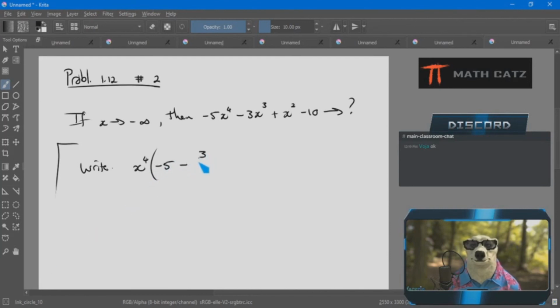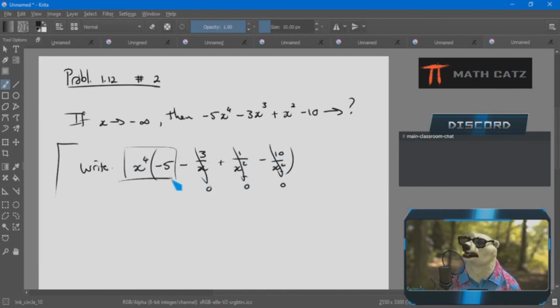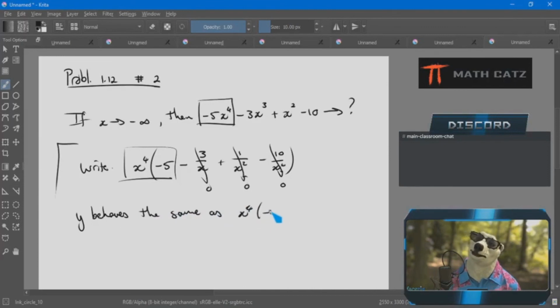-5, I'm going to get minus 3 over x plus 1 over x squared minus 10 over x to the 4 with the same argument. All of these are going to shrink down so close to 0 I can't even tell them apart. The only things that are left are exactly the things in the leading term. So again, my function, I'll call it y, behaves the same as x to the 4 times -5, which is the leading term.